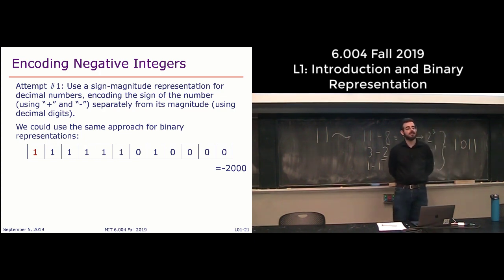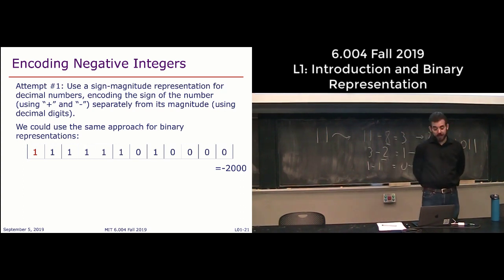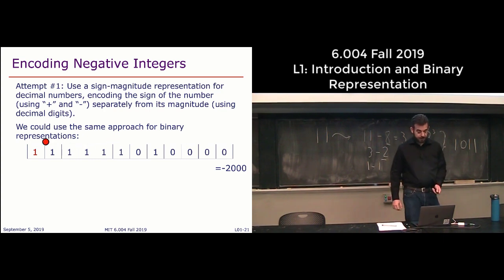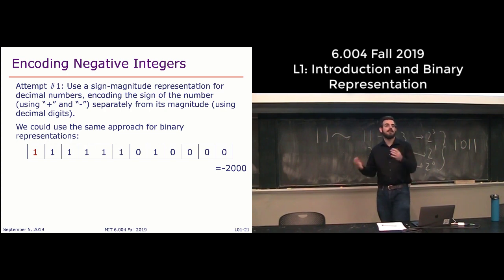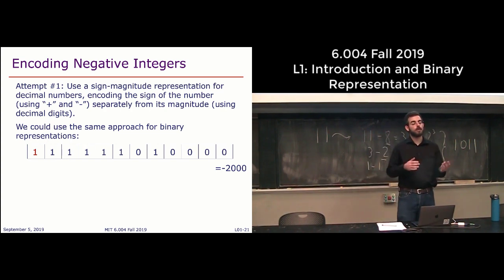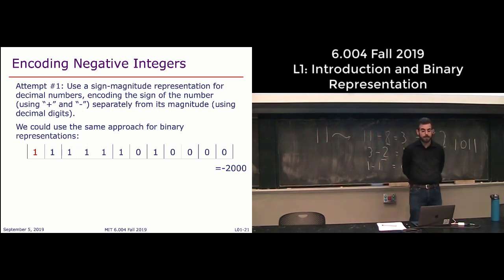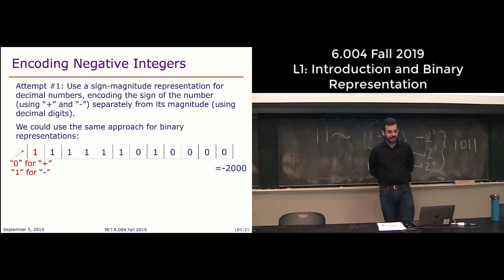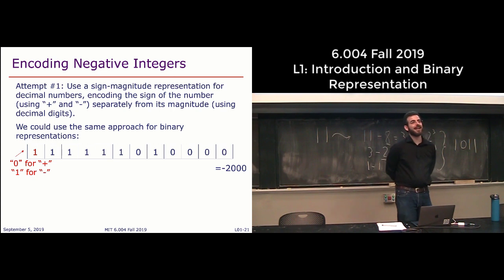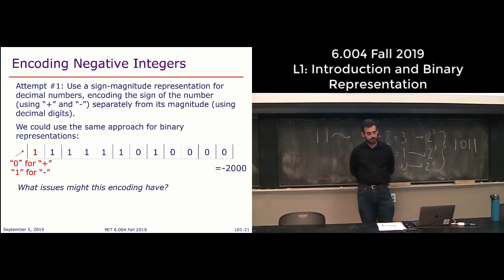The first attempt is we could just do what we do with pen and paper and use what we call a sign magnitude representation. So if we add an extra bit, let's say the leftmost bit or the highest order bit here, to represent the sign, we could just choose 1 for negative and 0 for positive, and that way we'll know whether the number is negative or positive, right? Well, this is very intuitive because it's what we do with pen and paper. But it actually is not great. It's not very good in terms of efficiency.